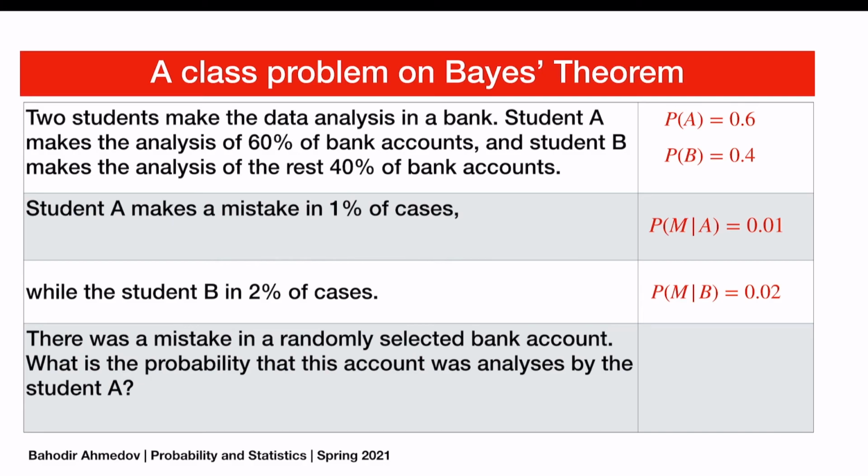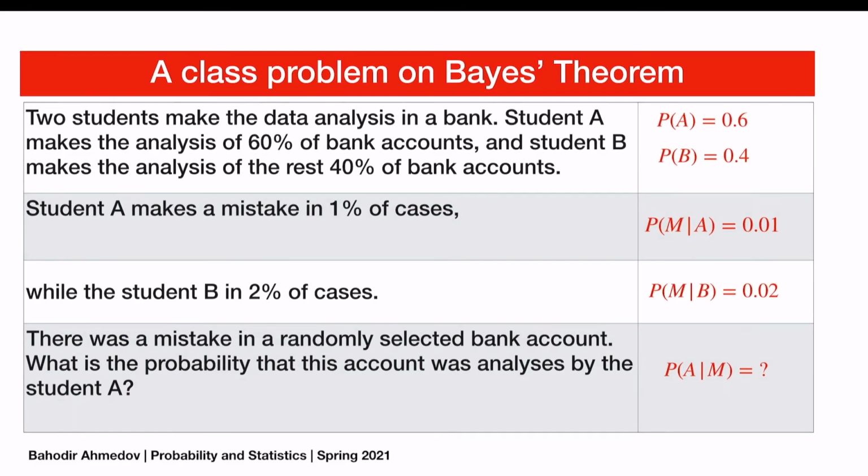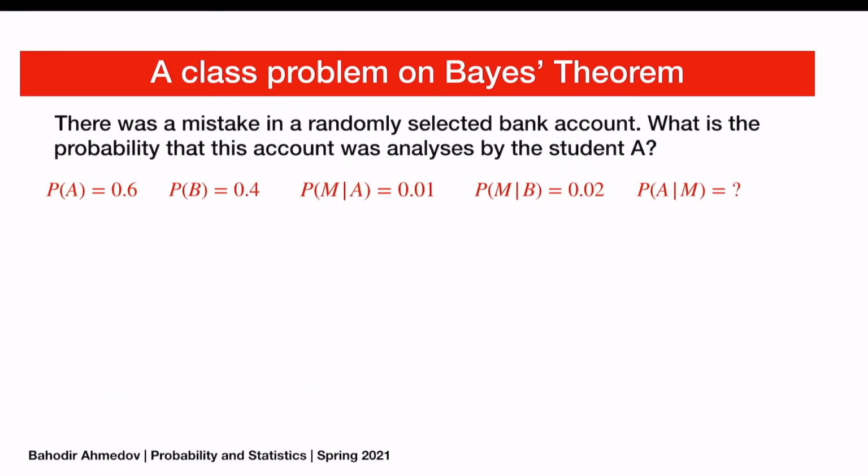And what can I write down for the last one, what do I have to write? So could you please tell me what I should find? P of what? A given M, right? So if there is a mistake, what is the probability that this account has been analyzed by the student A? Okay. So again, I'm going to just put this together, and I'm going to use again the same formula as we did before in order to evaluate the probability.